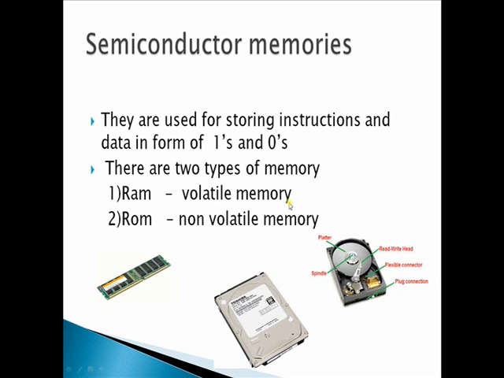ROM is non-volatile memory. Its contents are present until the user deletes them or some damage is caused. The purpose of RAM is that the processor first reads instructions and data from primary memory and executes these instructions.